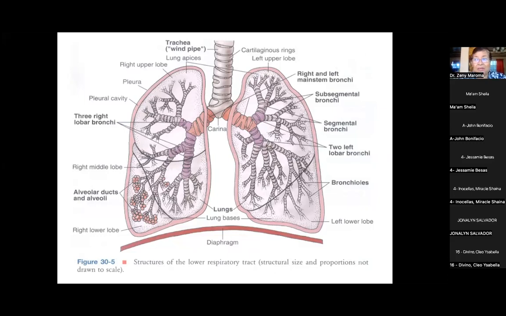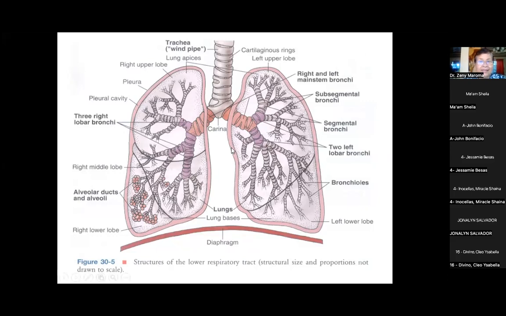Then the third requirement: respiratory muscles and rib cage are functioning well. So we have here the diaphragm. The diaphragm is the major muscle of respiration. It separates the thoracic viscera from the abdominal viscera.